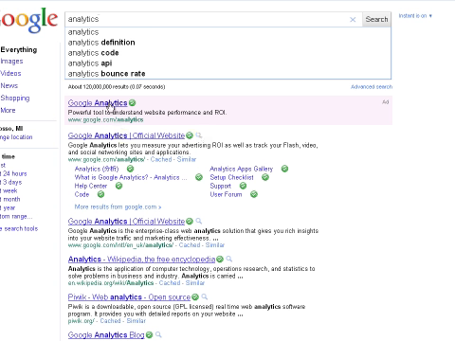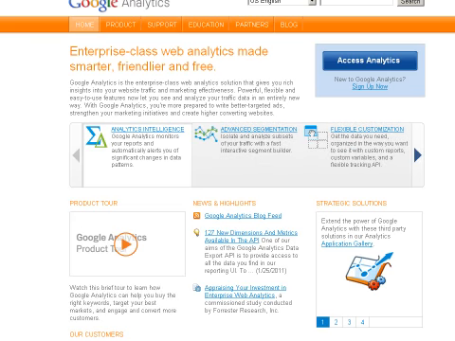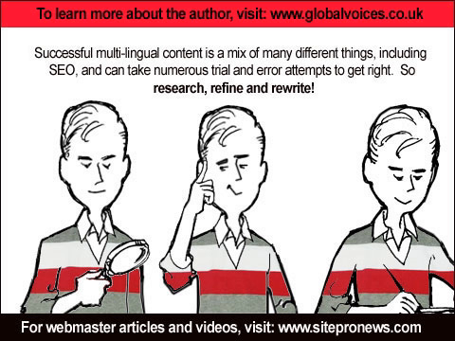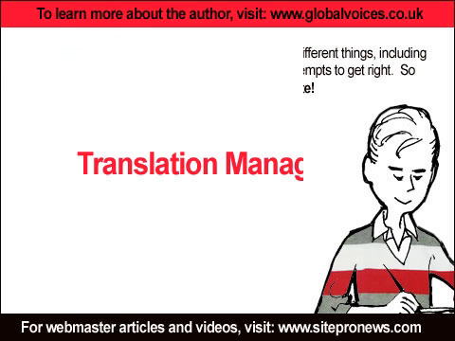How long are your visitors staying on a page? How high is your bounce rate? Successful multilingual content is a mix of many different things, including SEO, and can take numerous trial and error attempts to get right. So research, refine, and rewrite.